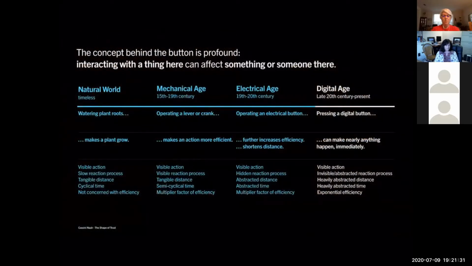Where I'm going with this is that the button is a visible action, we can press it, but that invisible abstracted reaction process is very critical. I don't always see the results of the buttons that I've pressed. I don't always see the people because their distance from me is abstracted. I'm not seeing you right now, you're not seeing me. And then the time frame has been abstracted. But we do have exponential efficiencies there.